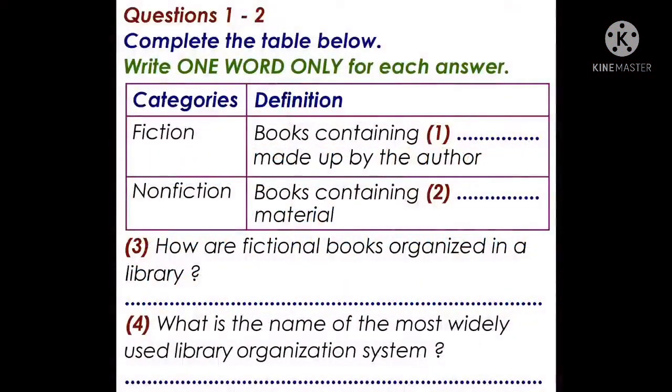You are going to listen to a talk about library system. First, you have some time to look at questions 1 to 4.